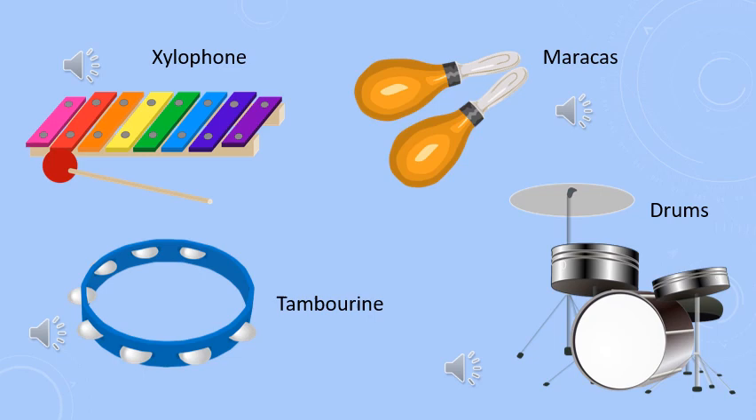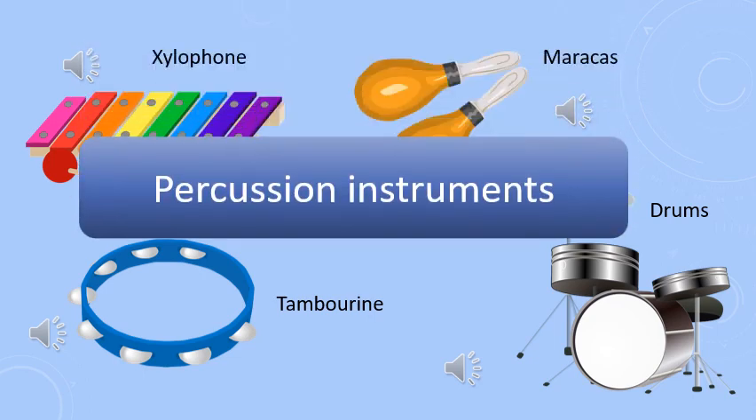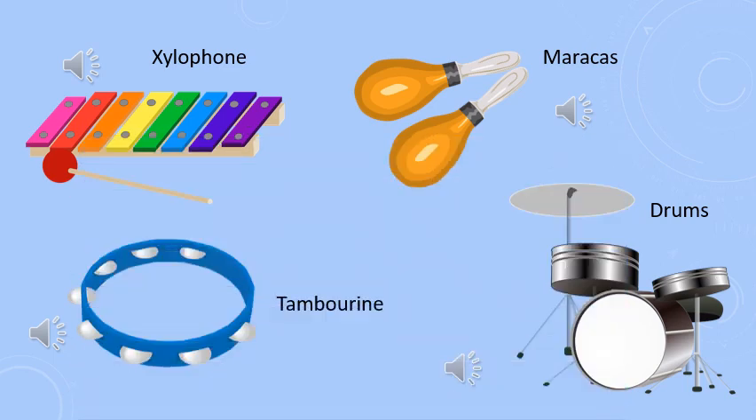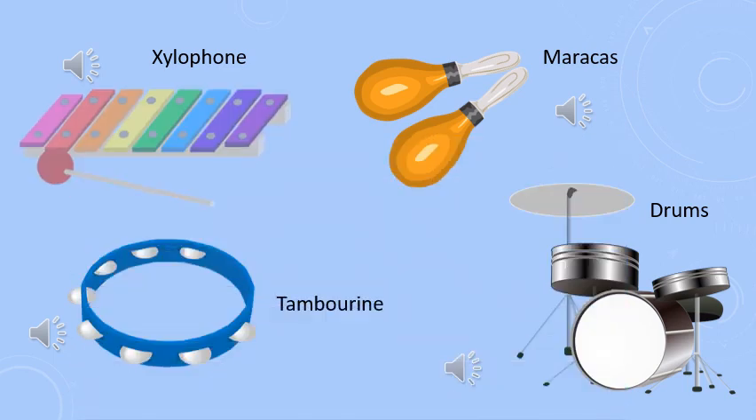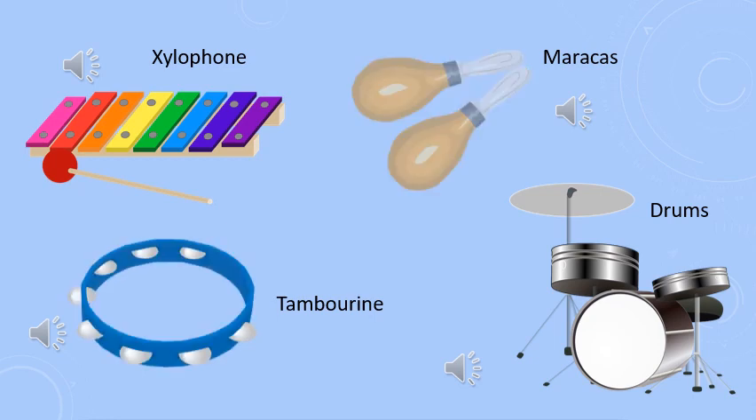Now we will look at some percussion instruments. These instruments are struck or scraped by a beater. This could be enclosed within the instrument like a shaker, attached to the instrument like a tambourine, or be struck by the musician's hand or by another instrument like a drum. Percussion instruments include the xylophone, the tambourine, maracas, and drums. Listen to the first percussion instrument and see if you can identify which one it is.